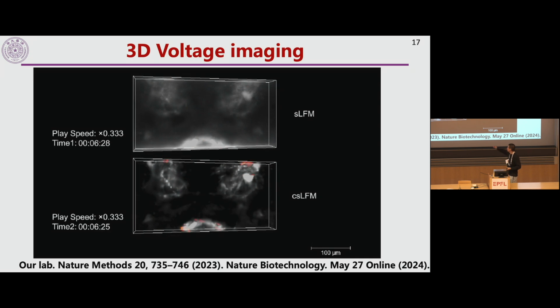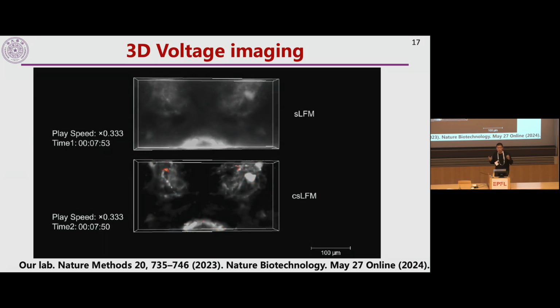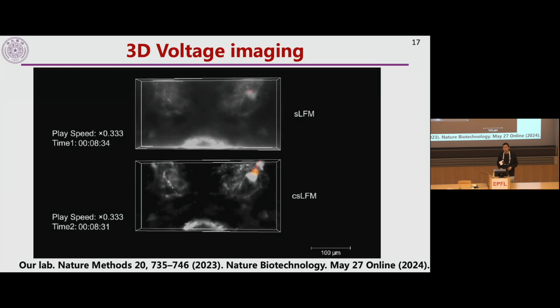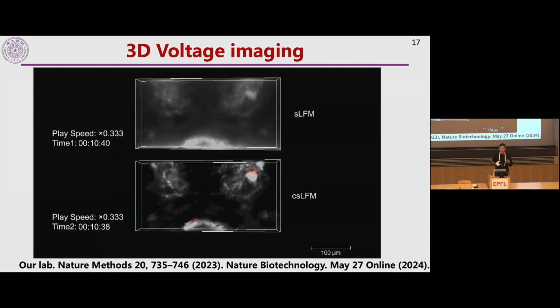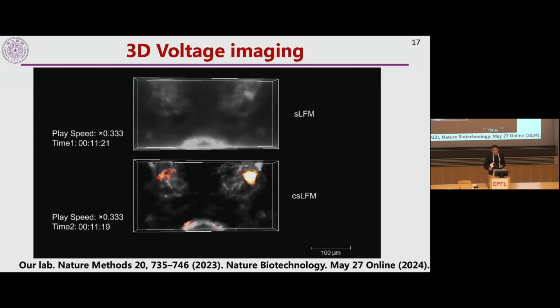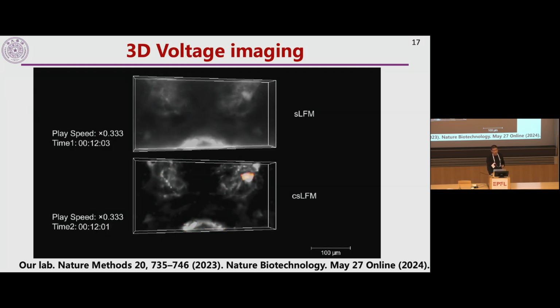So with the labeling of several neurons, in traditional scanning light field microscopy, due to scattering, we cannot have very high contrast or maintain the subcellular resolution. But after rejection of this kind of background fluorescence, with scanning light field microscopy, we can achieve 200 hertz 3D imaging with high contrast to resolve this kind of subcellular behavior, even for the voltage signals.